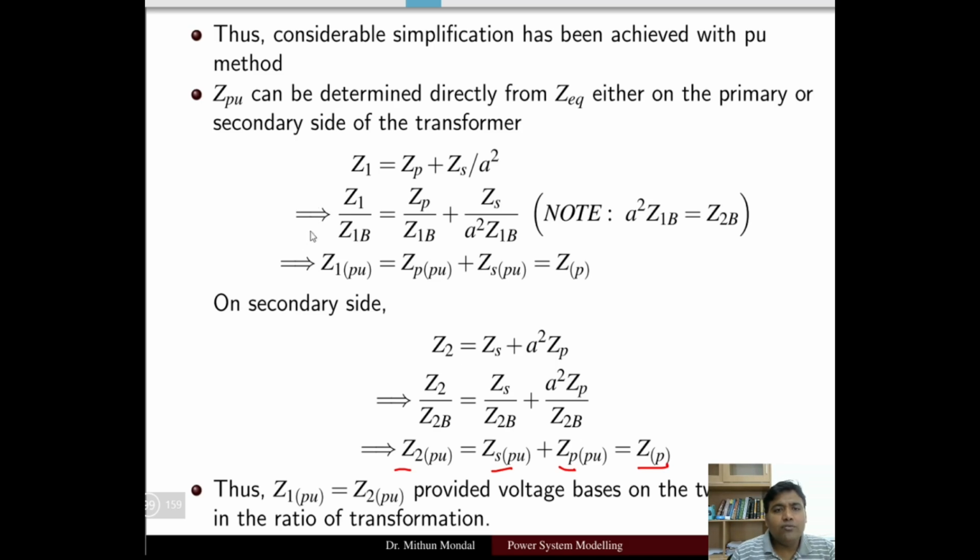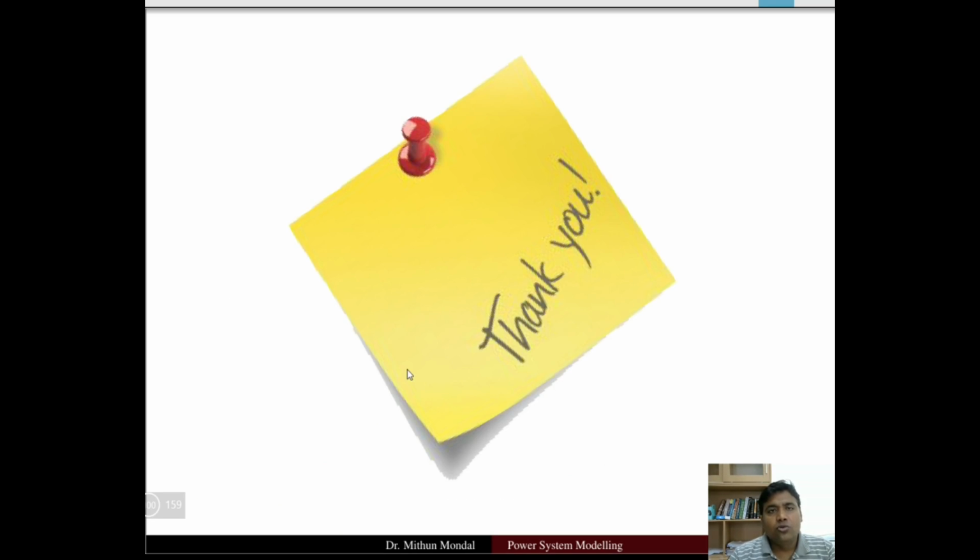So whether we go from the primary side or the secondary side, the total per unit impedance, referred to the primary circuit or to the secondary circuit, remains the same, provided the voltage bases on the two sides are in the ratio of transformation. This is one of the important advantages of converting to the per unit system. We can deal with either the primary circuit or the secondary circuit of the transformer, and we can remove the ideal transformer. So this completes the per unit system. Thank you.